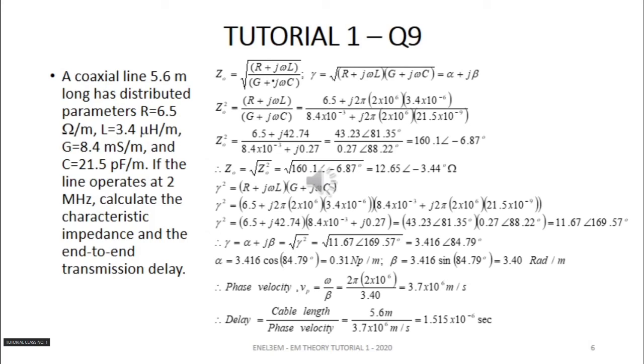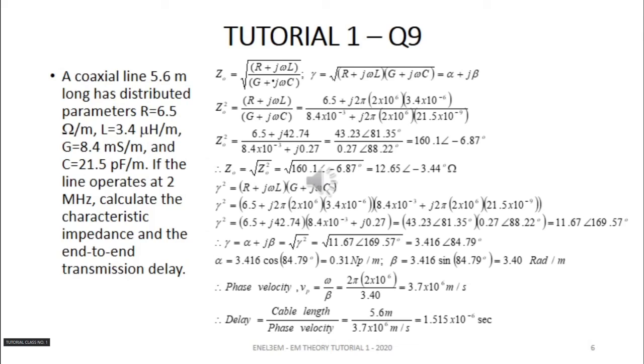So just notice that generally Z naught is not real. So Z naught in general is complex, which means it has a magnitude and a phase angle which is non-zero, unless the line is lossless.